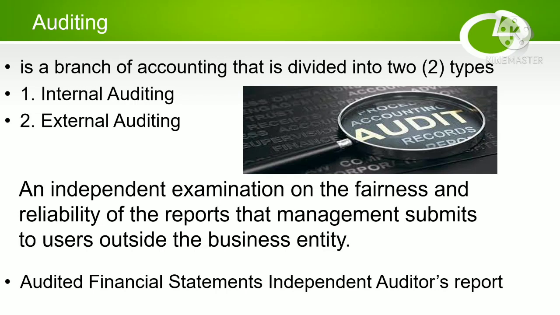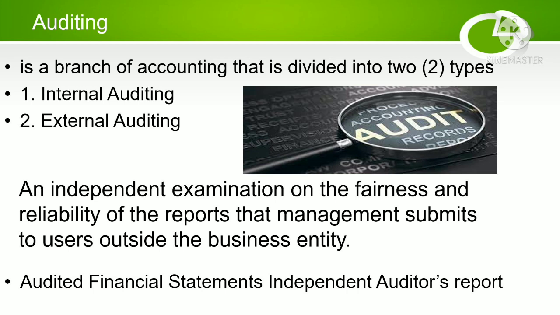So another branch of accounting is auditing. Auditing is a branch of accounting that is divided into two types, the internal and external auditing. Internal auditing sees to it that the established accounting procedures are being followed throughout the year. It determines strict adherence to managerial policies and measures the efficiency of operations.